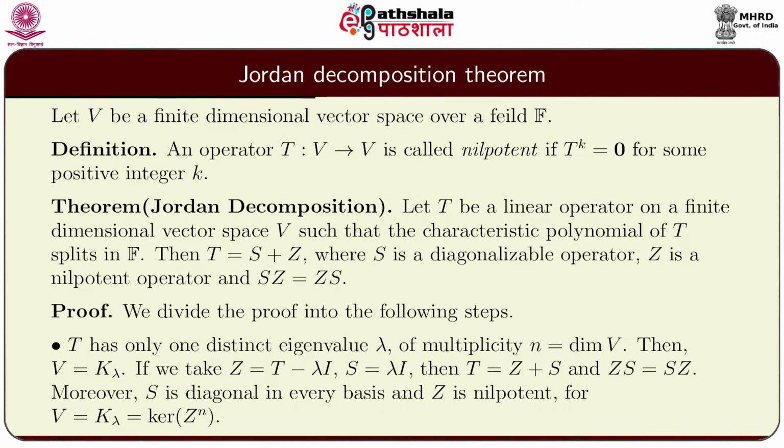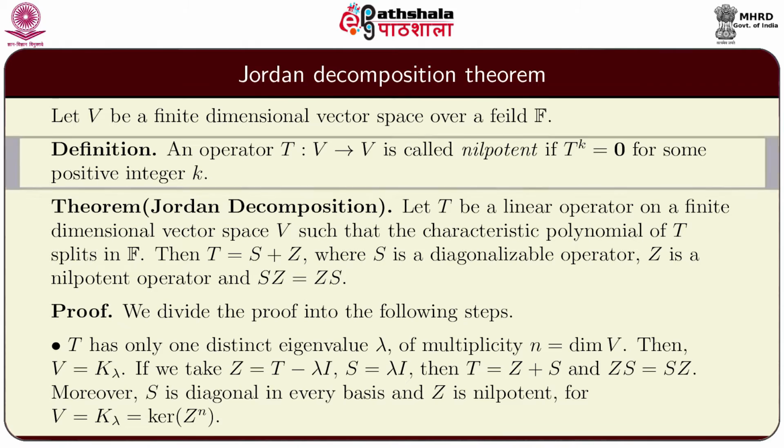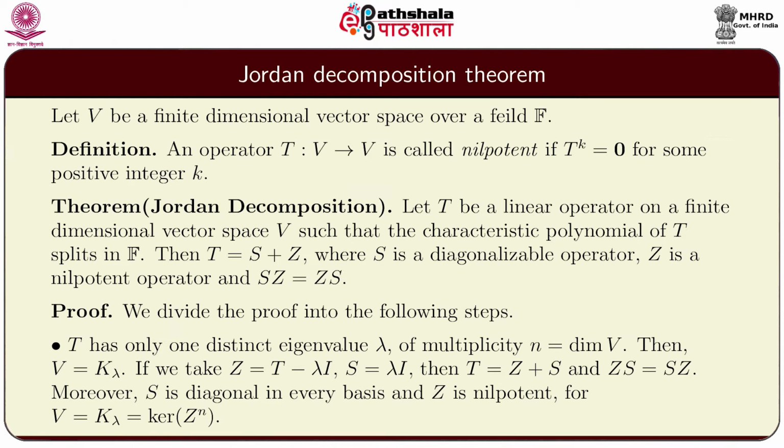Let V be a finite dimensional vector space over a field F. Definition: an operator T from V to V is called nilpotent if T raised to K is the 0 operator for some positive integer K. T raised to K denotes the composition of the operator T K times.